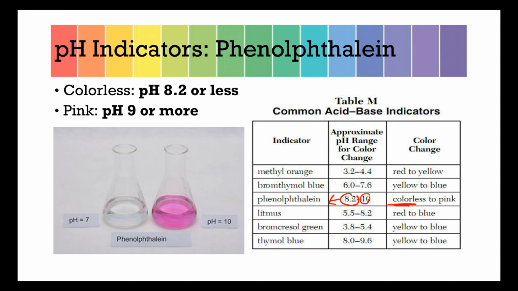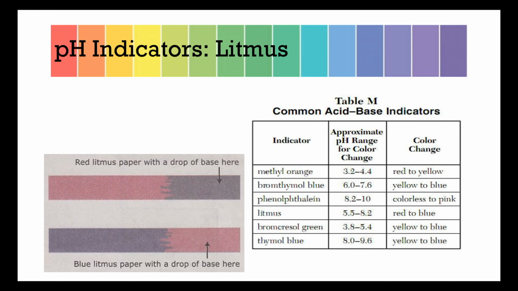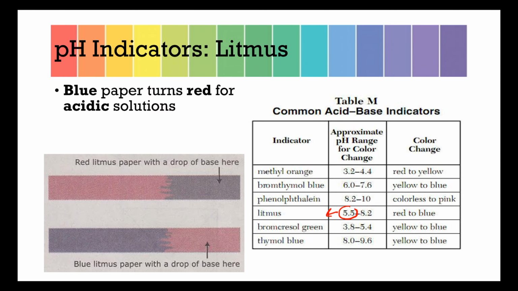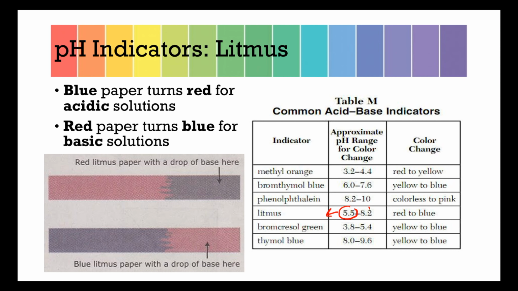Okay? With litmus, there's a bunch of different litmus papers that exist, but we're just going to focus on this. If you have a pH of 5 or less, you turn red. So blue litmus paper will turn red if there is an acid. Red paper turns blue if it's base. So if it's 8.2 and higher, it can turn blue. There's also litmus paper that is universal, so it does all of the pHs, and it has a specific color for each thing. But you won't need to worry about that unless it tells you, but then it will give you the colors that you would need.